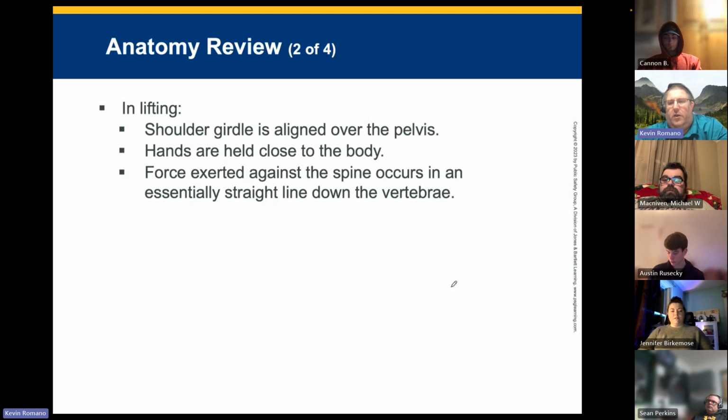So in lifting, the shoulder girdle is aligned over the pelvis, hands are close to the body. Never reach out. Don't reach out in front of you to lift something, right? I don't care how powerful you are. It's not fun. I'll tell you a quick story here in a second, but hands are held close to the body, and the force exerted against the spine occurs in an essentially straight line down the strong stacked vertebrae in the spinal column.